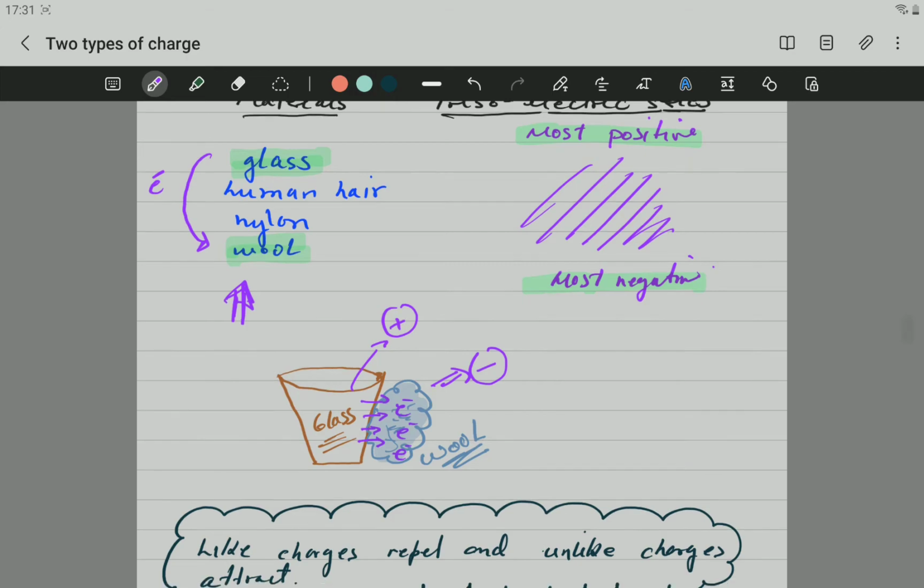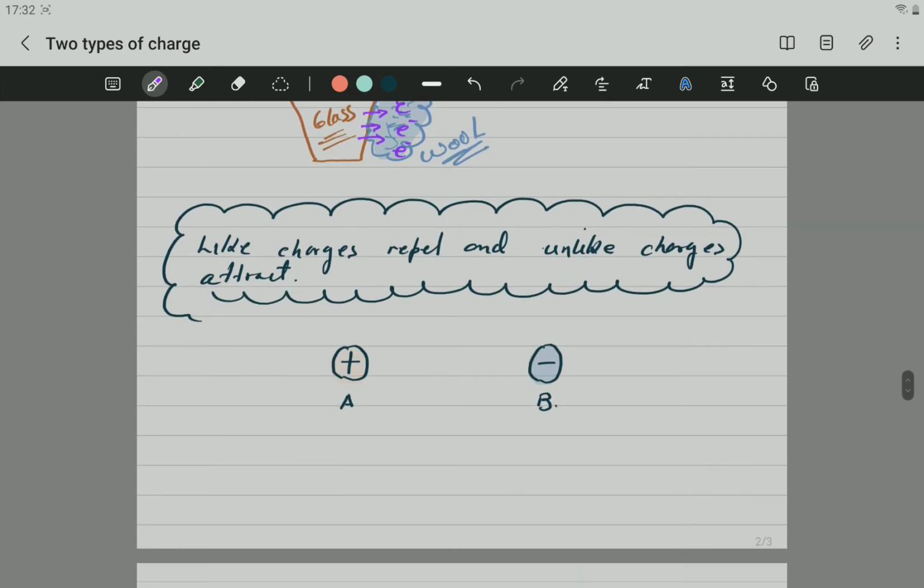And now we are going to the last part of this video. Like charges repel while unlike charges attract. This is very, very important. Why so? This is important because it's going to be up until grade 12. So you are going to be using this from now that you are in grade 10 up until you go to grade 12.